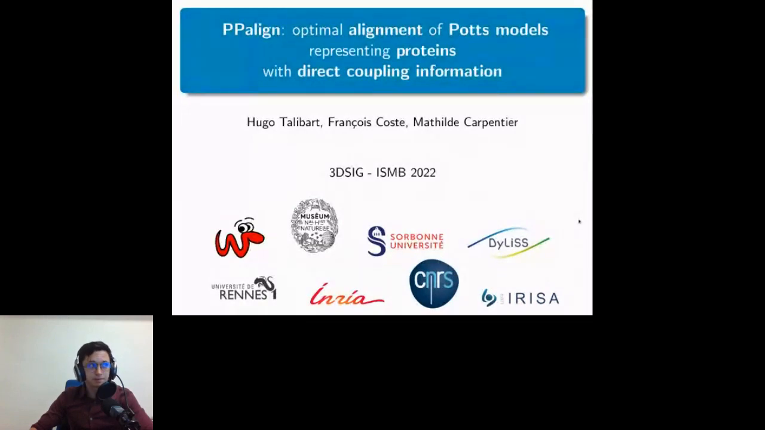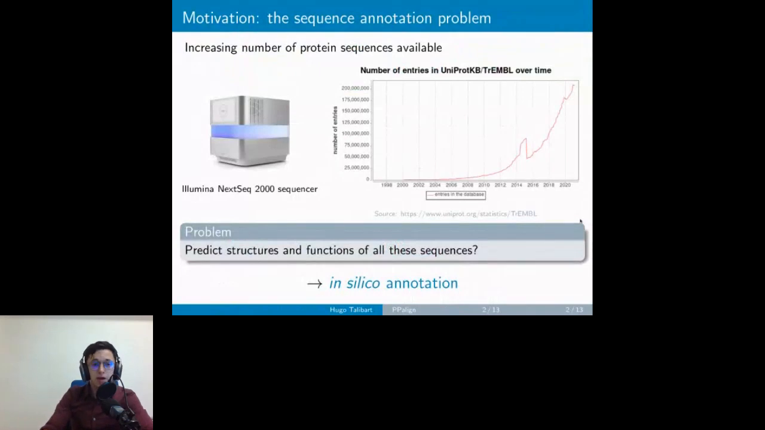The motivation behind our work is the sequence annotation problem. Thanks to sequencing technologies, there's an increasing number of protein sequences available. And the problem is how to predict the structures and the functions of all these sequences. In vivo and in vitro annotation methods cannot keep up, and this calls for in silico annotation methods.